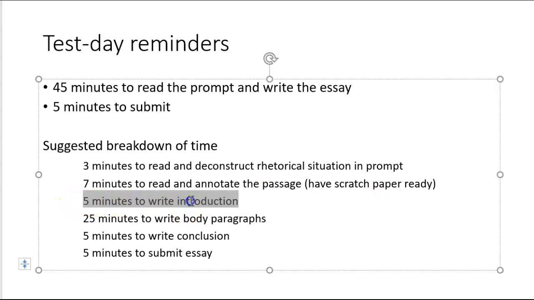And then you will have 5 minutes to write the introduction. Remember, you must have a summary of the rhetorical situation in your introduction and a thesis statement. But in order to have a great introduction and potentially earn some sophistication points, you would want to add some additional context. And then you'll have 25 minutes to write the body paragraphs, 5 minutes to write the conclusion, and 5 minutes to submit the essay.